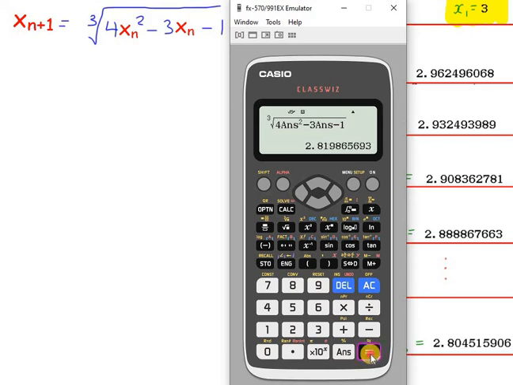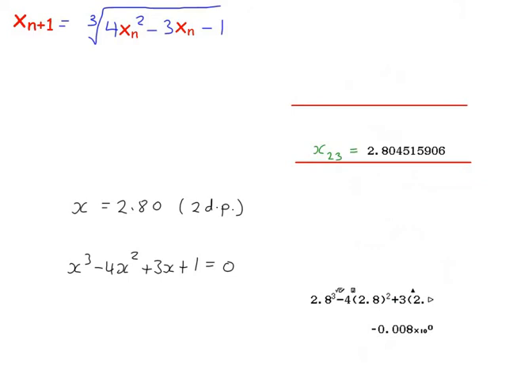calculator. If you just press equals many times, you can see the sequence of numbers is converging towards 2.802 something. So I can say that x is equal to 2.80 to 2 decimal places. Now if I take this value and substitute it back into the original equation, which is here, my calculator gives me minus 0.008. I was expecting 0, but the value here is rounded, so that's a good solution. Yeah, I have found one of the roots correct to 2 decimal places.